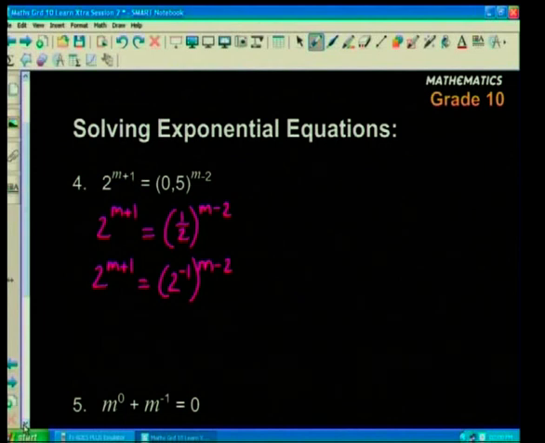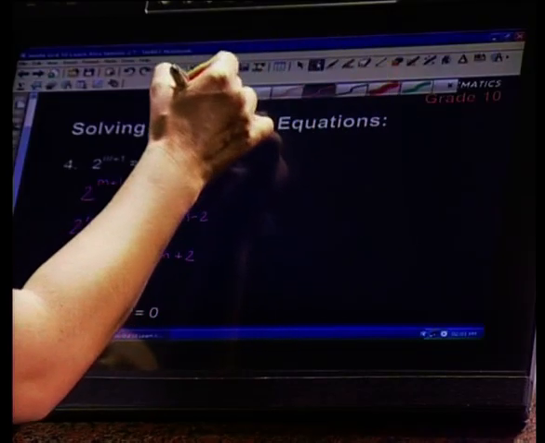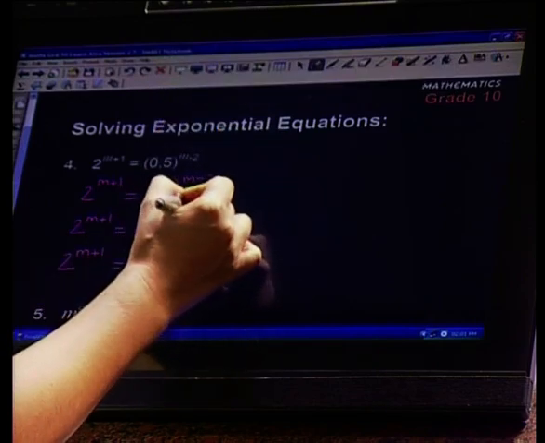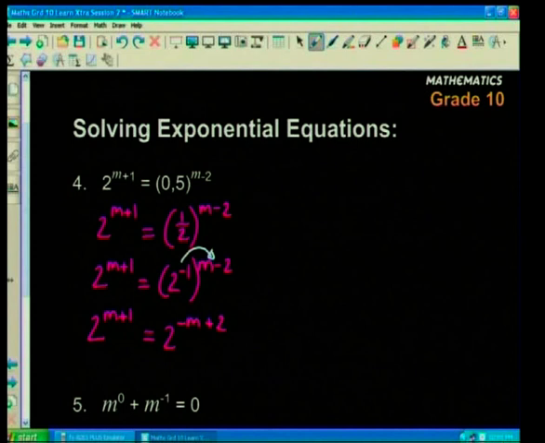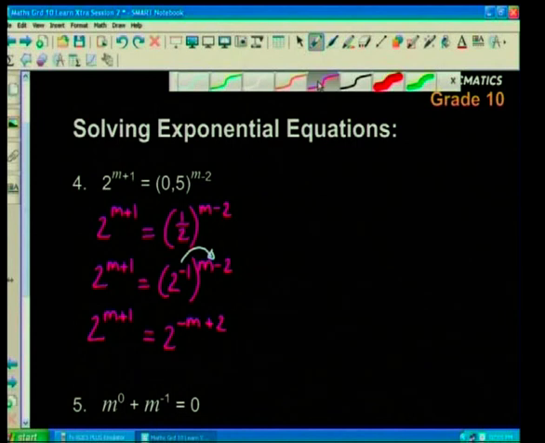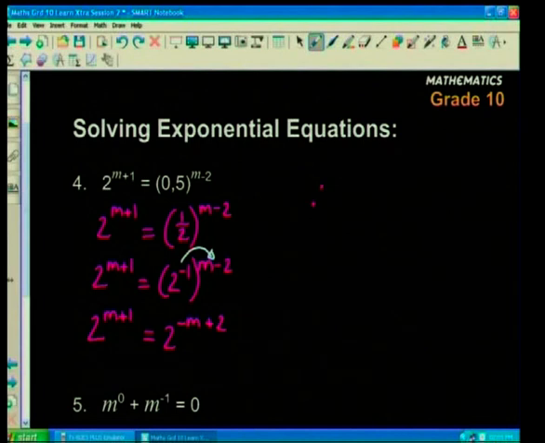The next step then is to multiply that out, and I've got 2 to the power of m plus 1 is equals to 2 to the power of negative m plus 2. And remember that your teachers are trying to test that you can multiply both the m by negative 1 and that you'll remember to multiply the negative 2 by negative 1, giving you positive 2. Now, our bases are now the same, which means, therefore, our exponents are the same. So m plus 1 is going to be the same as negative m plus 2.